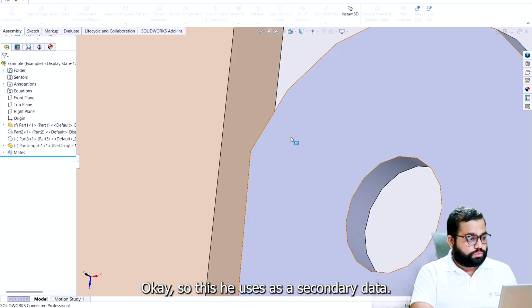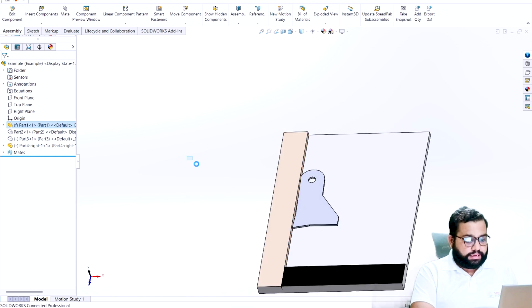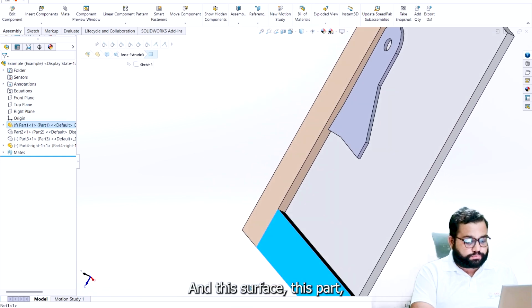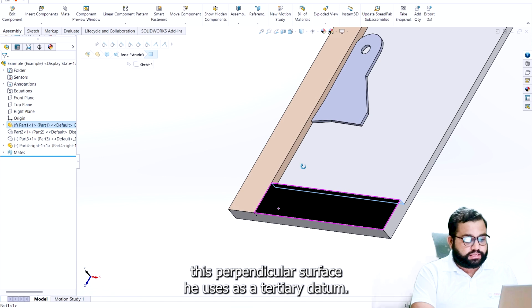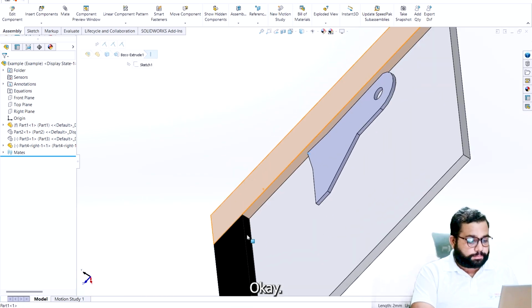Okay. So this he uses as a secondary datum, and this surface, this part, this perpendicular surface, he uses as a tertiary datum. Okay.